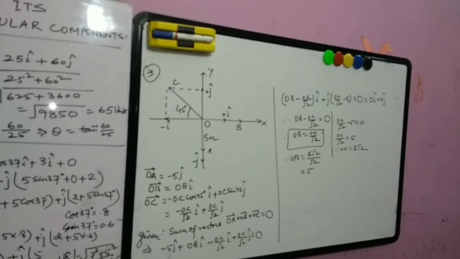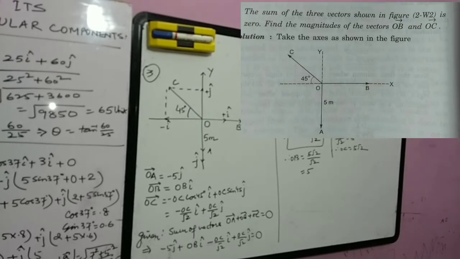So now what you have to find out: this is the vector you are given. OC is a vector, OB is a vector, and OA is a vector. There are three vectors you are getting, and you have to find out the magnitude of OB and the magnitude of OC. And this is the vector diagram you are provided with.